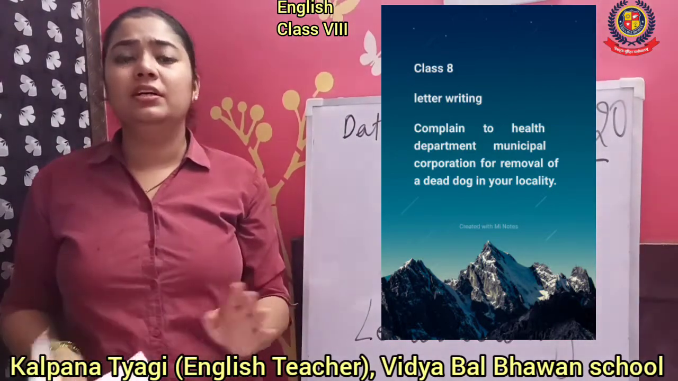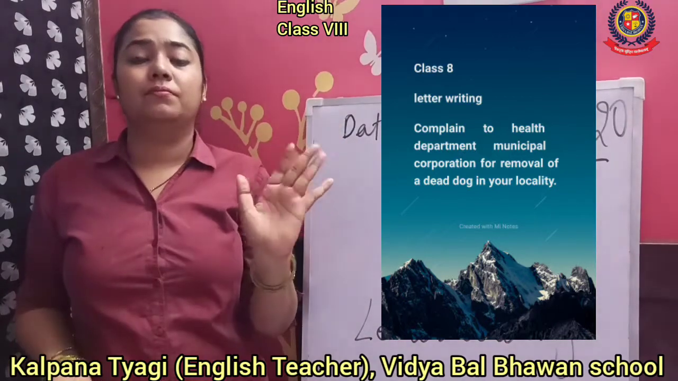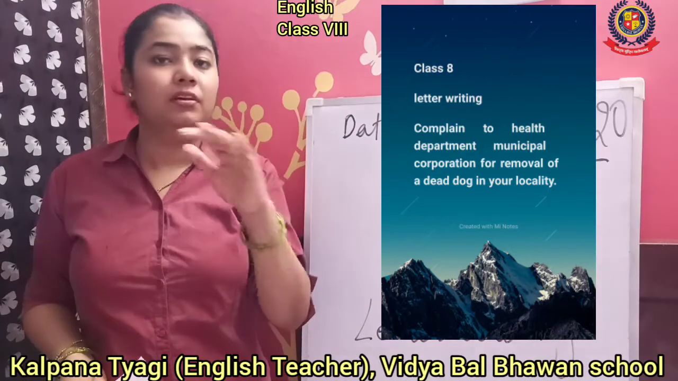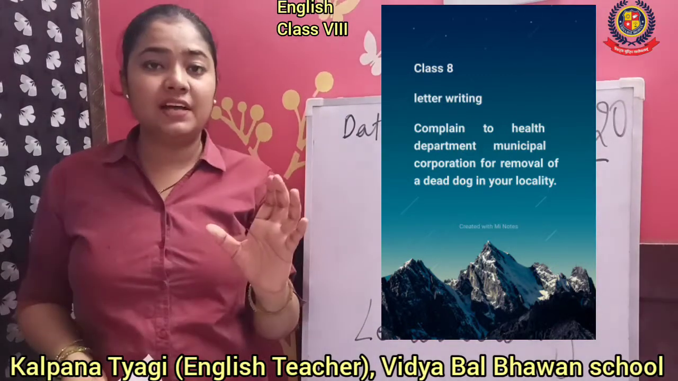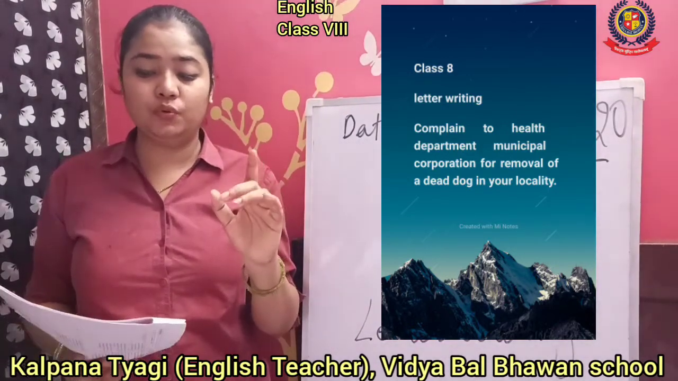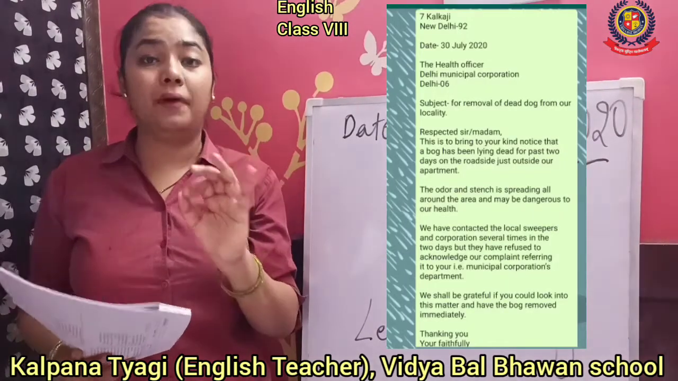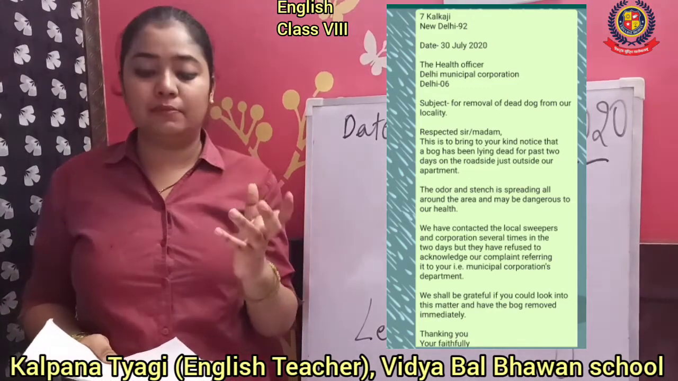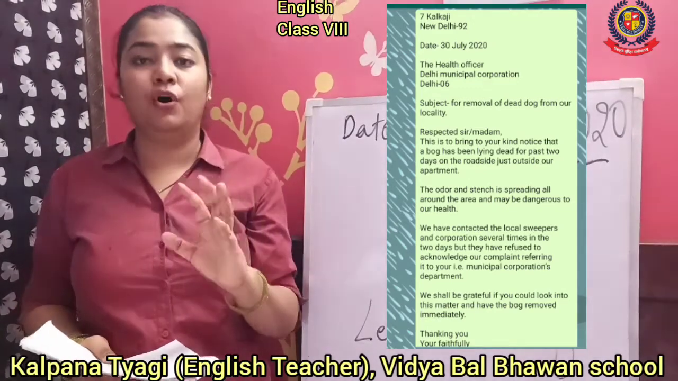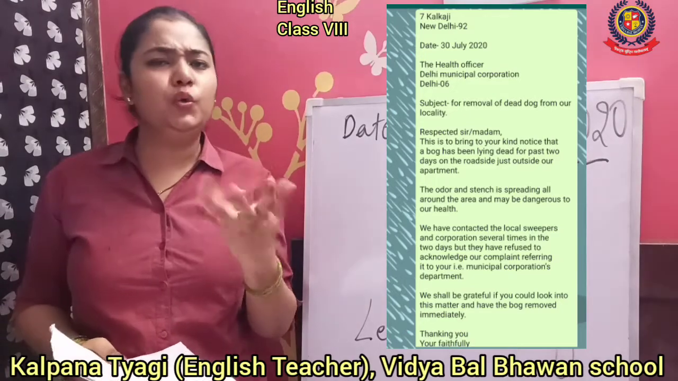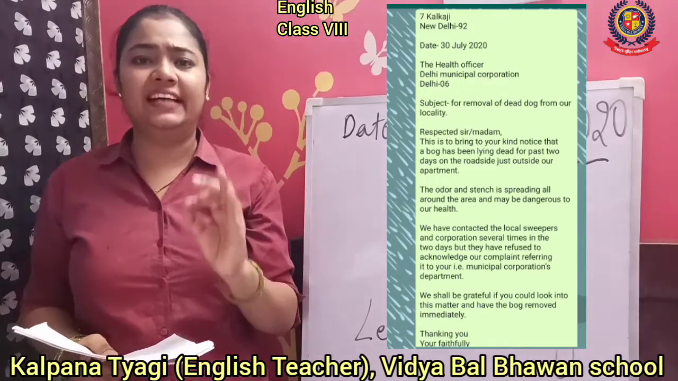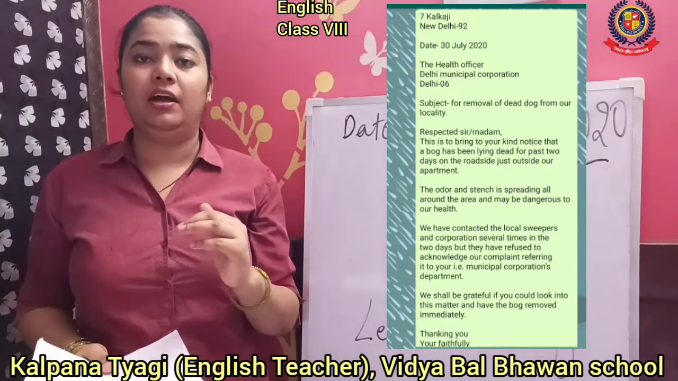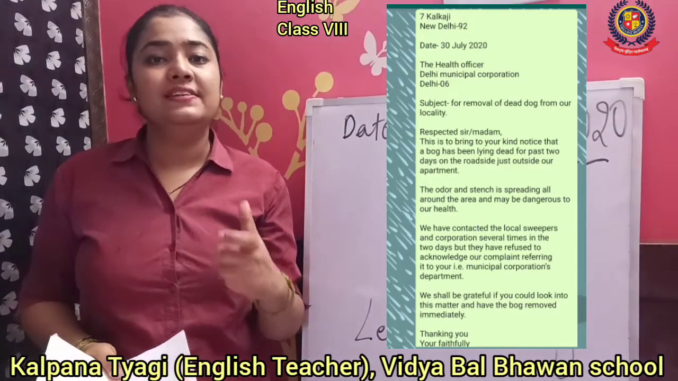For this letter, the beginning remains the same. Sender's address, leave a line. Date, leave a line. Receiver's address: the health department, the health officer. Again, leave a line. Subject: removal of dead dog from our locality, or you can just write removal of the dead dog. Again, leave a line, and then write the salutation.